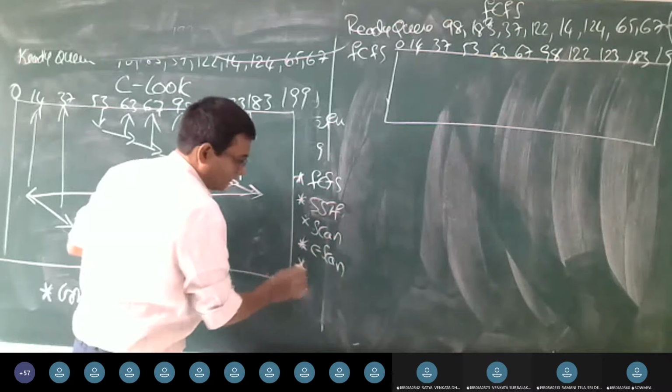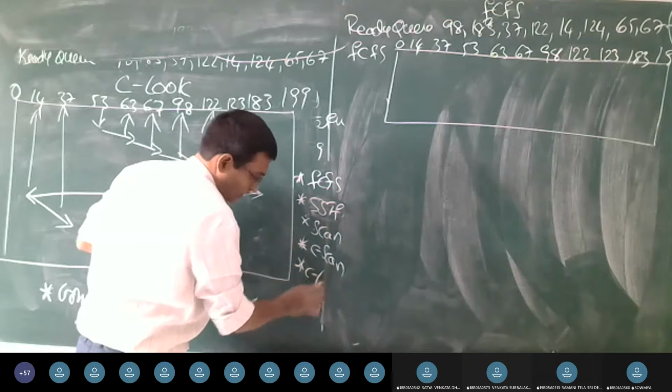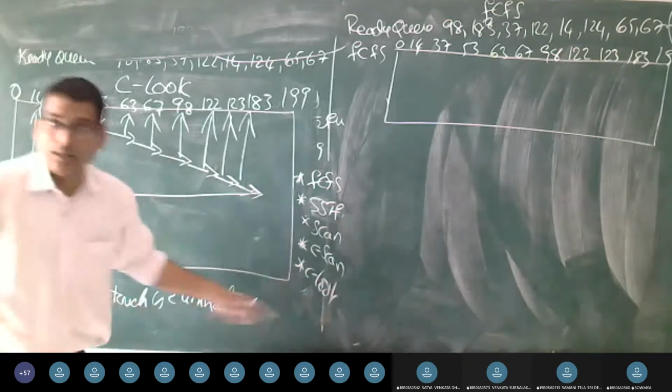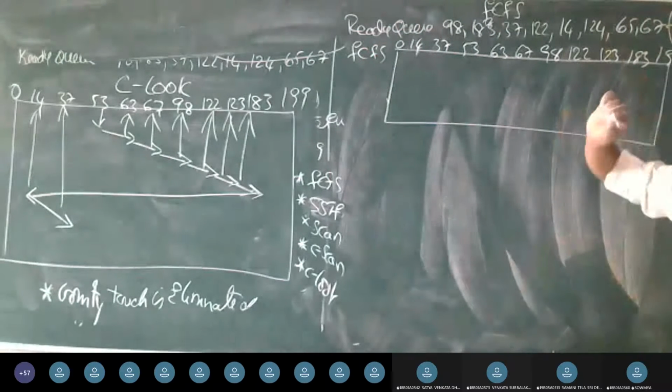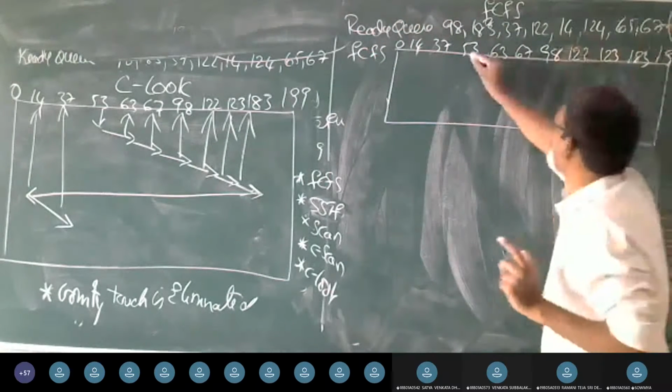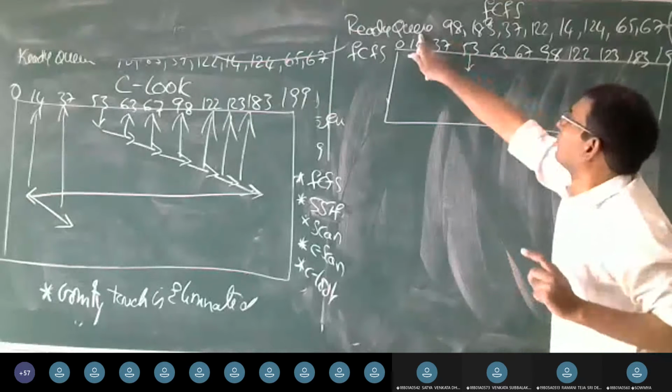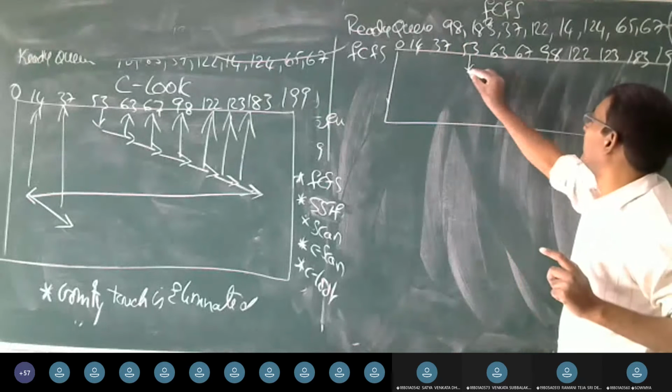C-SCAN. Fifth one will be C-LOOK. We have to do all the algorithms. Okay, start. First one, first come, first serve. Where is the head position? 53. Then in the ready queue, which is first one?